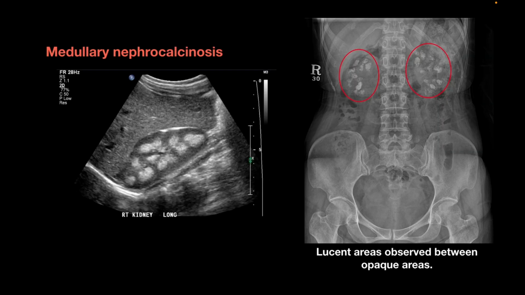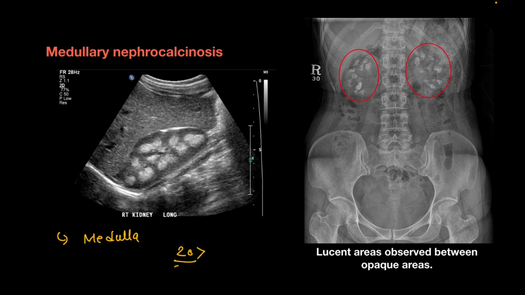Now let's talk about medullary nephrocalcinosis. Medullary nephrocalcinosis is the commonest form of nephrocalcinosis and refers to the deposition of calcium salt in the medulla of the kidney. Due to the concentrating effect of the loops of Henle and the biochemical milieu of the medulla compared to the cortex, it is 20 times more common than cortical nephrocalcinosis.